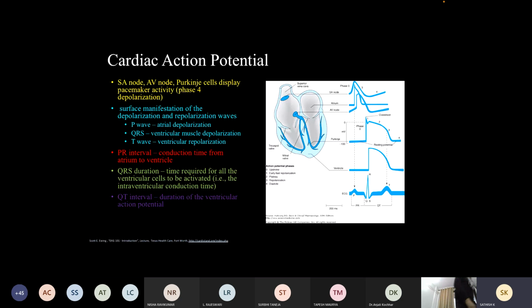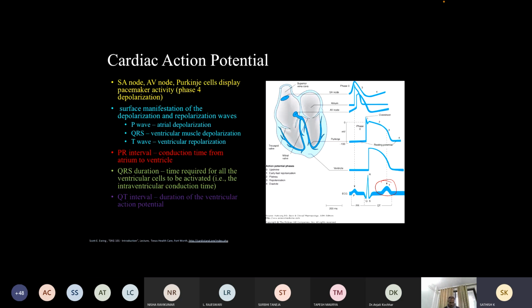So now the surface manifestation of the depolarization and repolarization waves: the P wave denotes the atrial depolarization. This is the QRS wave, which denotes the ventricular muscle depolarization, and this is the T wave, which denotes the ventricular repolarization. The PR interval is the conduction time from atrium to the ventricle. QRS duration is the time required for all the ventricular cells to be activated. The QT interval tells about the duration of the ventricular action potential. I'll be describing all this later. I am just giving an idea.